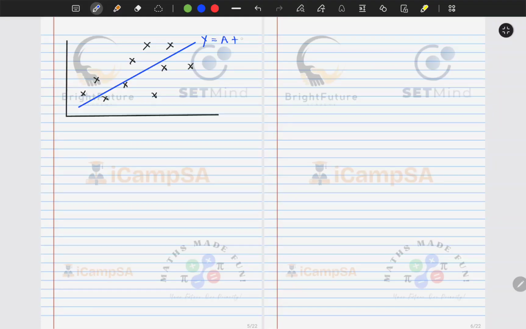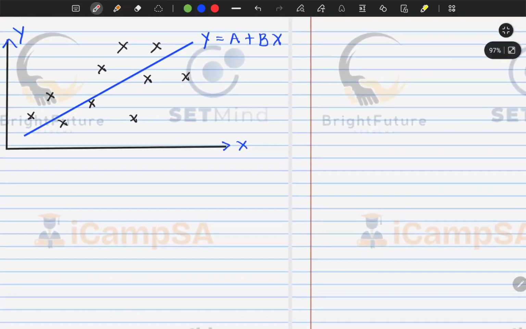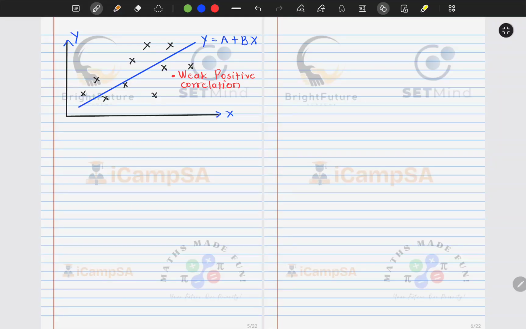If you look carefully, you'll have y equals ax plus b. Here we obviously have x and y. In such a case, what you should realize is that you have a weak correlation. So we will say we have a weak correlation, but because the slope is positive, it will be a positive correlation. It's weak, but it is a positive correlation because of the slope of that line when we draw it.